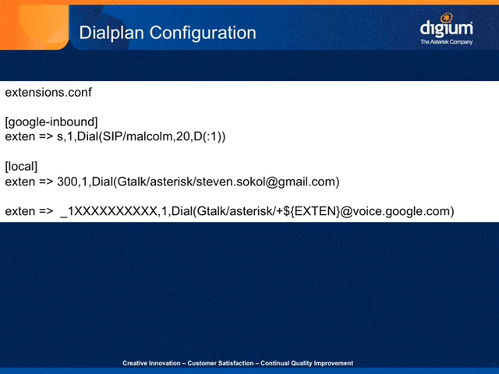So if I dial 300 right now from a phone connected to Asterisk that was in that local context, it would call Steven Sokol. The next example in the outbound context is a pattern match for sending calls out to the PSTN using Google Voice. Here, we've got a pattern match that looks for 1 followed by 9 more digits. We then call the dial application, use the technology gtalk and the connection Asterisk. Then we pass a plus character followed by the dialed extension at voice.google.com. So if I dial 1-256-428-6000 right now, it'll call Digium's main number.